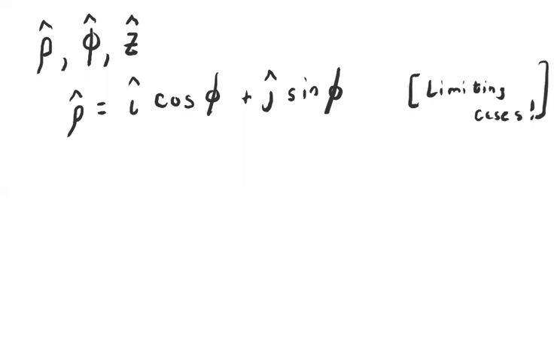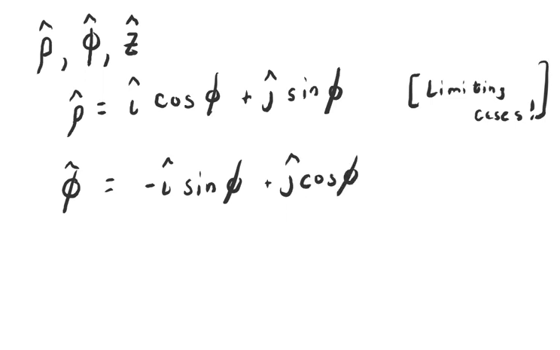In the limit that phi is either 0 or pi over 2. So that's easy. Phi hat is also easy. I set it up before. Remember that minus sign, where it came from when we looked at plane polar coordinates. So again, check this one. Make sure you believe it by looking at limiting cases. So really, the unit vectors for cylindrical polar coordinates are very easy to write down.